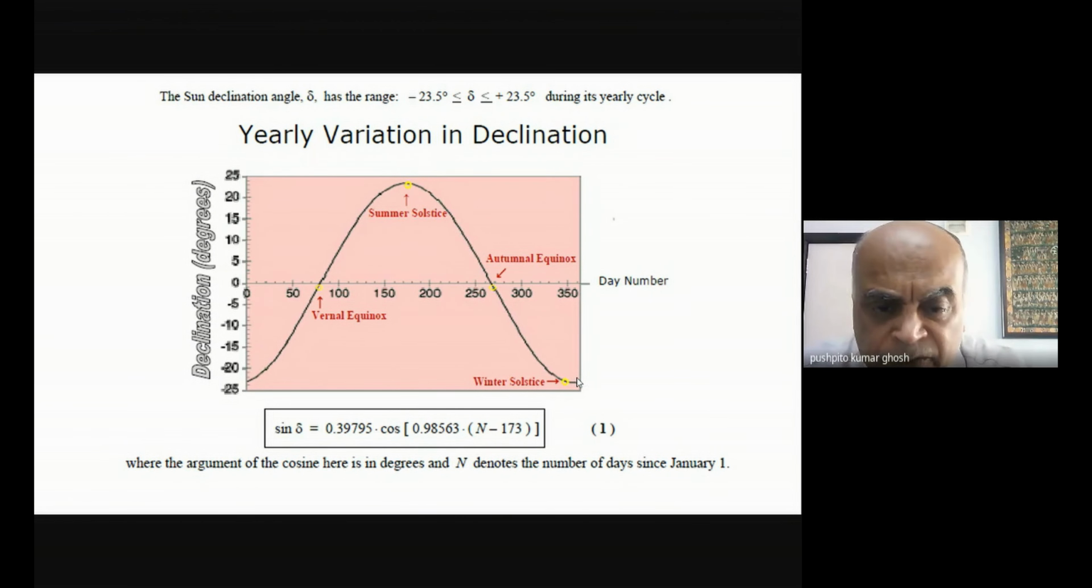Now, I might ask you simple questions like, calculate the declination angle for a particular day of the year. It is given by this particular equation. The declination angle is represented by delta. So, sine delta is equal to 0.39795 times the cosine of 0.98563 times n minus 173, where n basically is a number starting from January 1 equal to 1. Is that clear, this equation? Yes, sir.